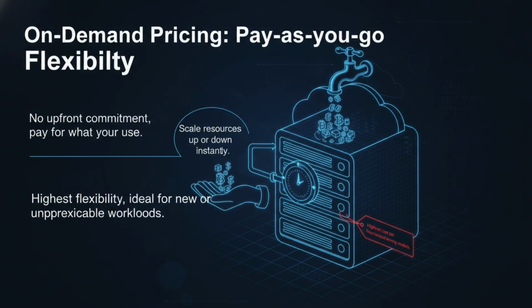Let's begin with the most straightforward model: on-demand pricing. This is the default and most flexible option, allowing you to pay for compute capacity by the hour or second with no long-term commitments. Think of it like a utility bill. You only pay for what you use when you use it. This model is ideal for new applications, unpredictable workloads, or development and testing environments where resource needs can fluctuate rapidly.